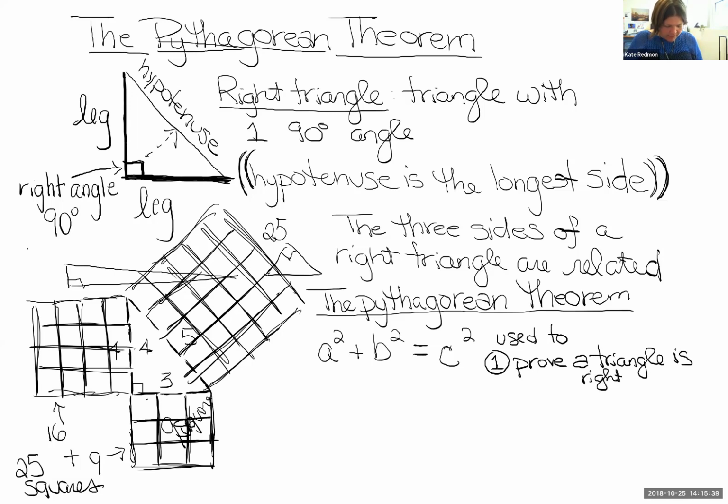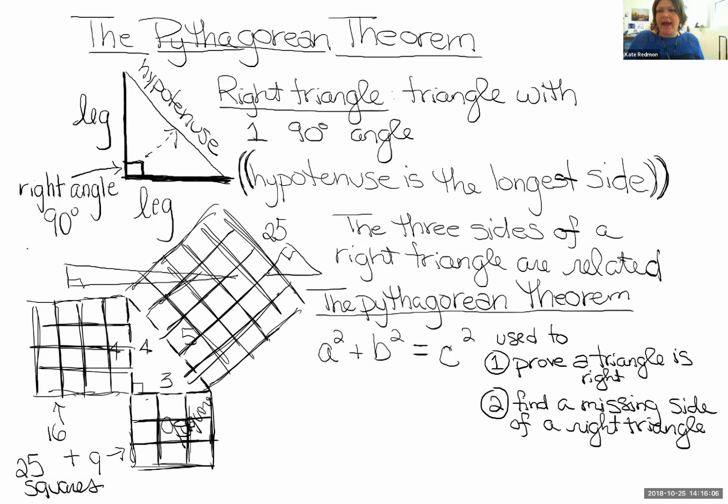But most commonly, what most of the time you'll see it used for is to figure out the missing side of a right triangle. So to find a missing side of a right triangle. Now look at this formula. How many variables does it have in it? How many letters? 3. It has 3, an A, a B, and a C.